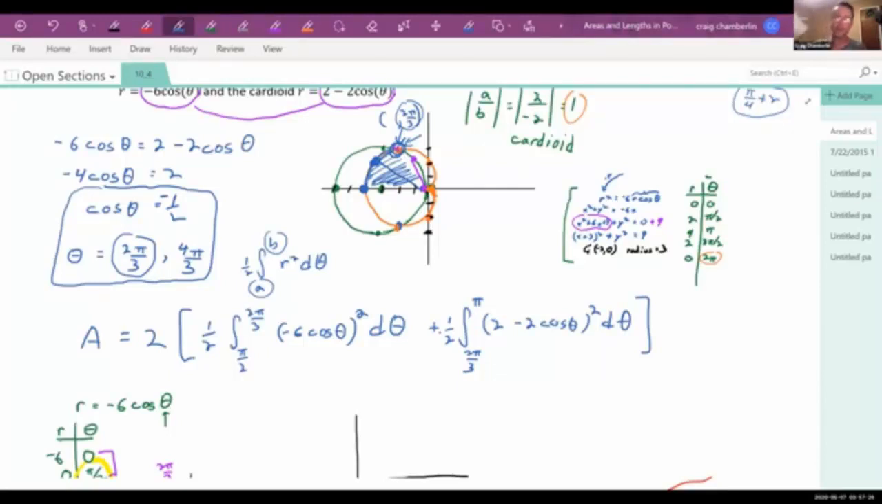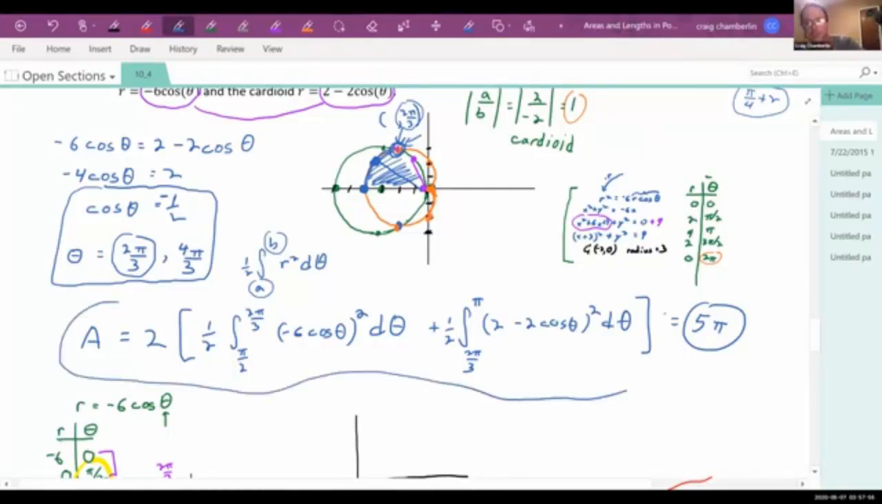Surprisingly enough, when you evaluate the integrals, you get nice values for these polar integrals. It's 5π square units if you evaluate that thing. Any questions? So I'm going to leave it there as the setup. But if you were going to evaluate this, you'd distribute the 2, get rid of the 1/2, and evaluate those integrals.